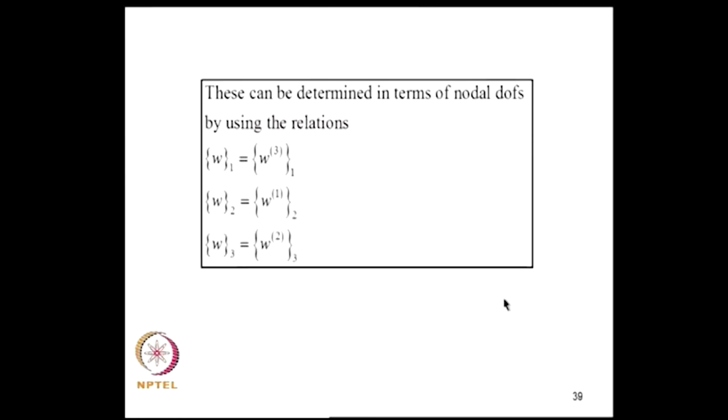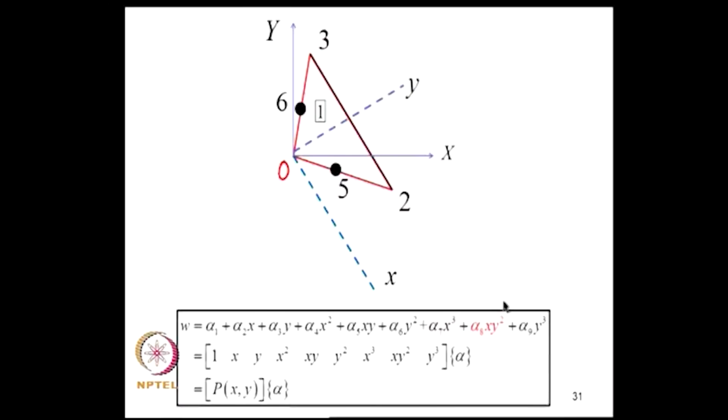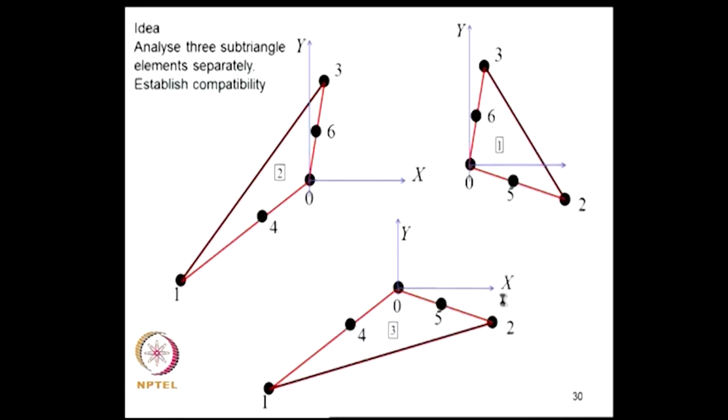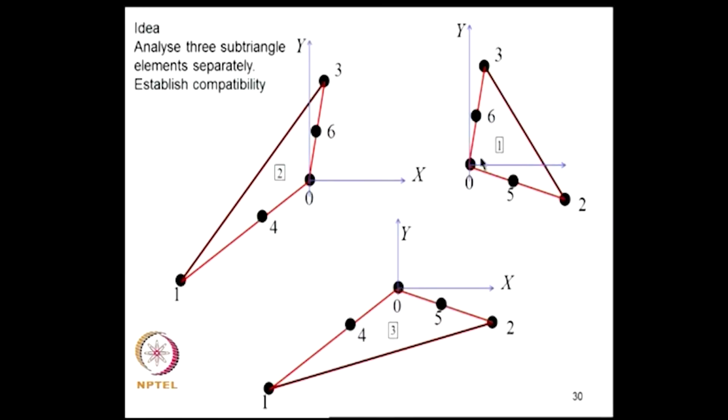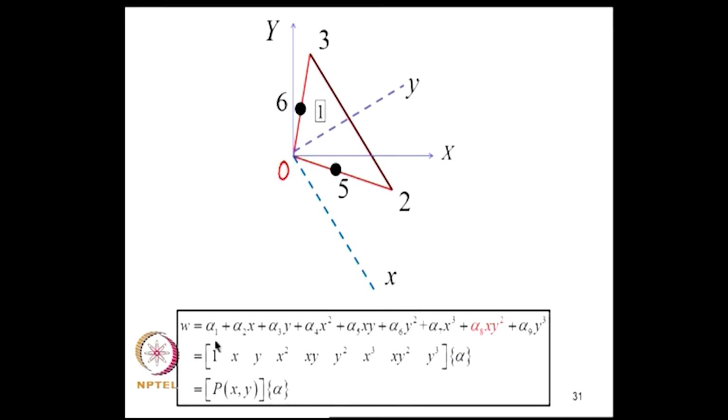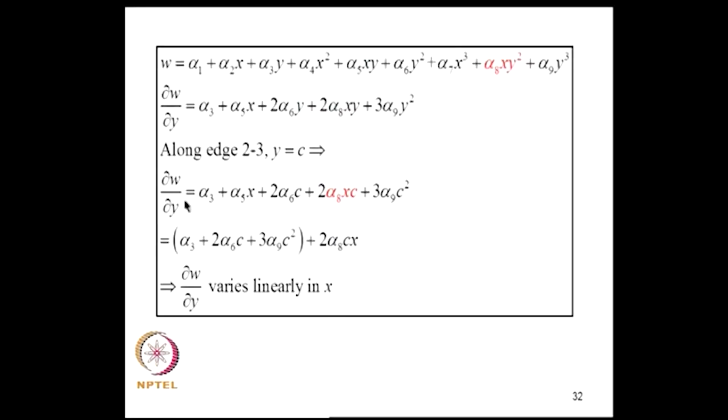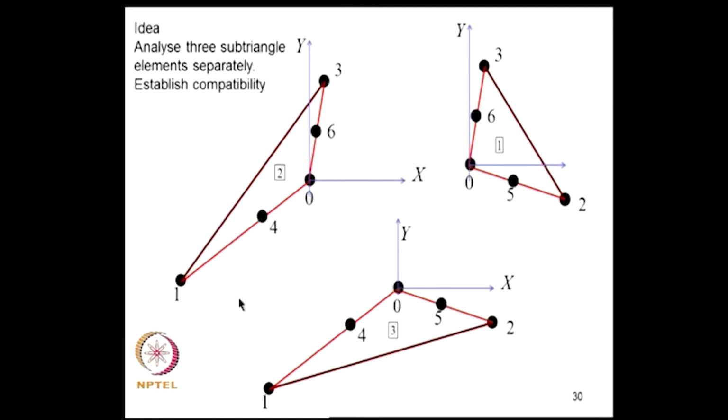So, the main idea here is basically captured in this view graph. What we are doing is dividing this element into 3 sub triangles as shown here, and analyzing these 3 sub triangles separately, and while analyzing each of these triangles we are making a particular choice for this representation, so that the slope dou w by dou y along the edges will be a linear function.